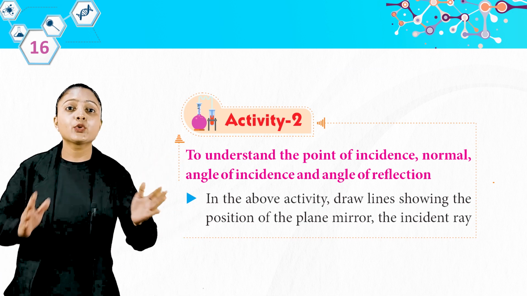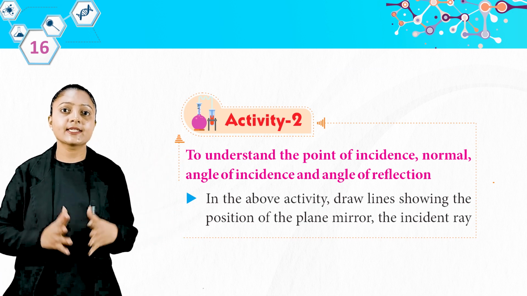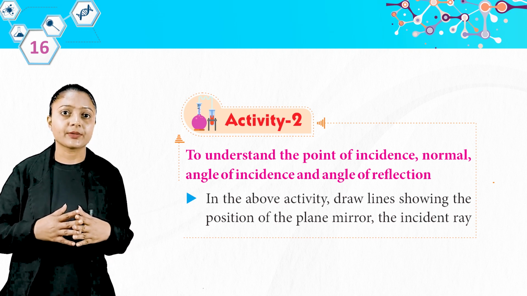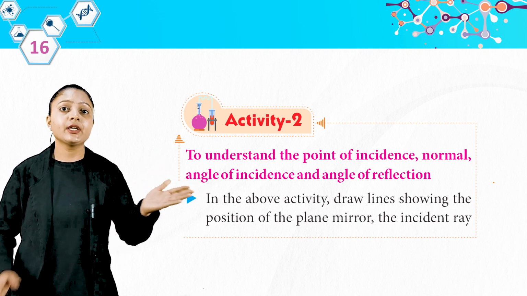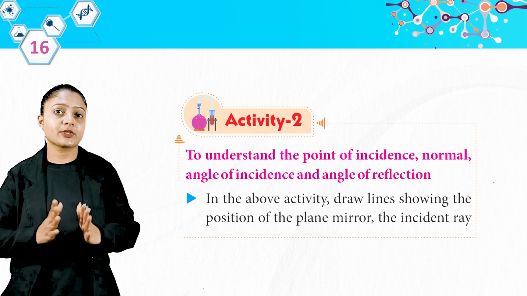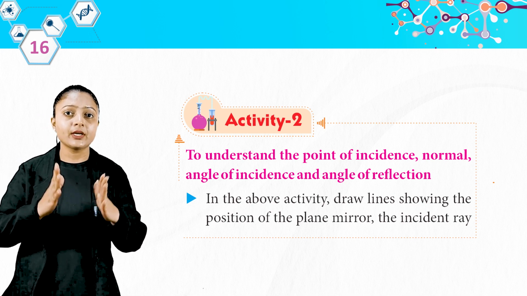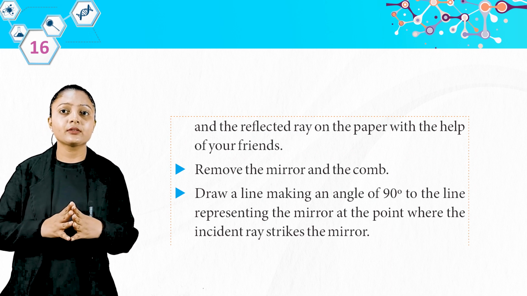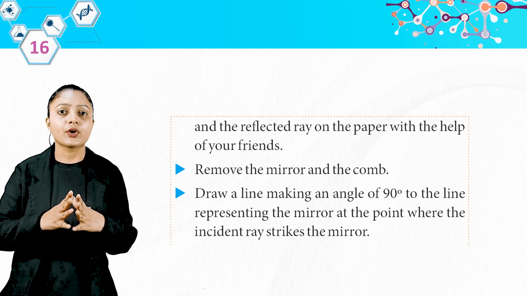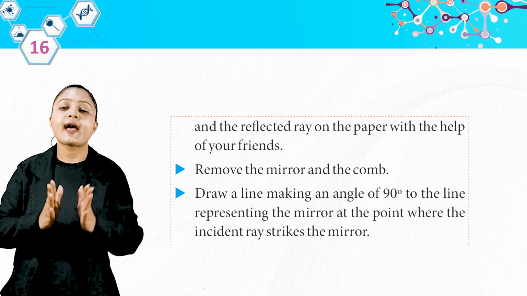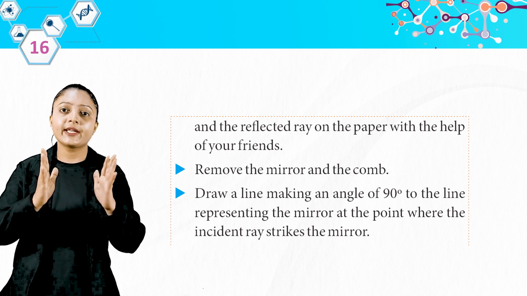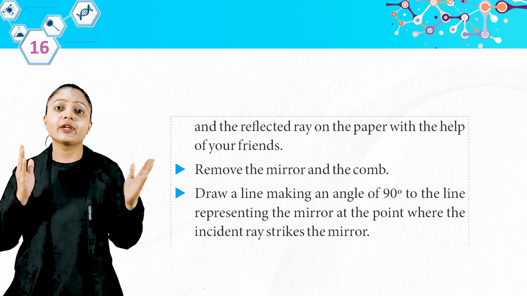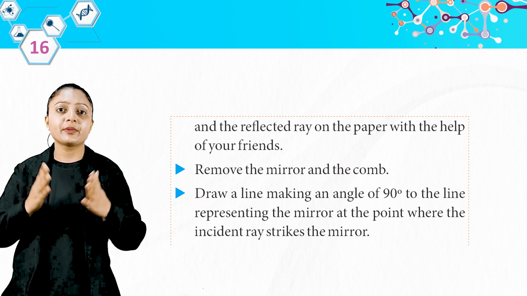Activity 2. To understand the point of incidence, normal, angle of incidence and angle of reflection. In the above activity, draw lines showing the position of the plane mirror, the incident ray and the reflected ray on the paper with the help of your friends. Remove the mirror and the comb. Draw a line making an angle of 90 degrees to the line representing the mirror at the point where the incident ray strikes the mirror.